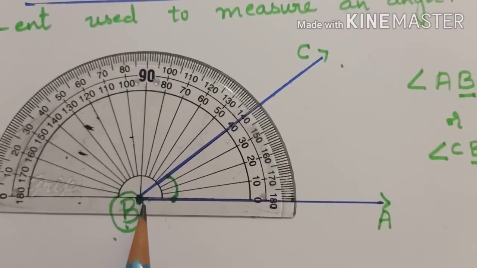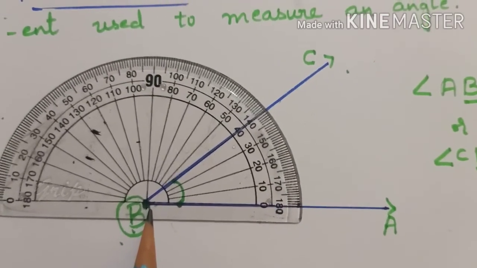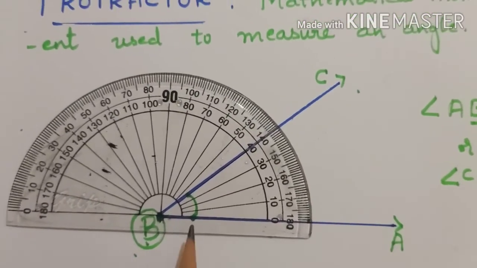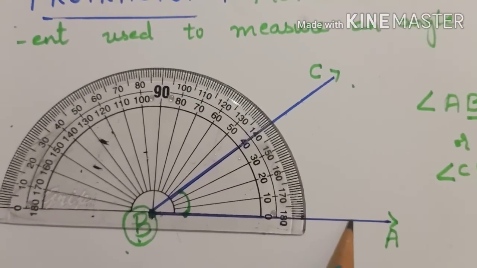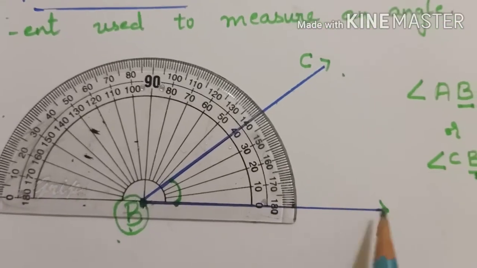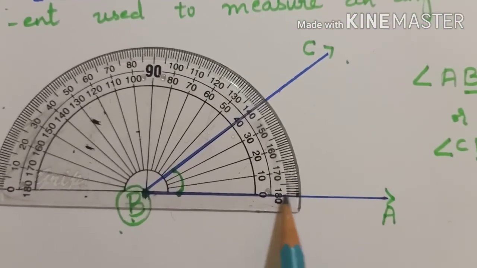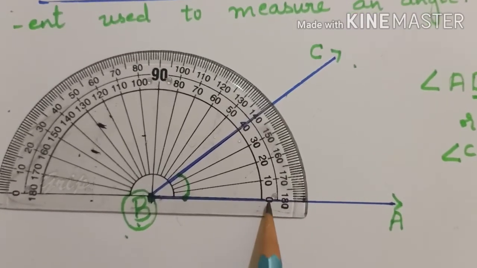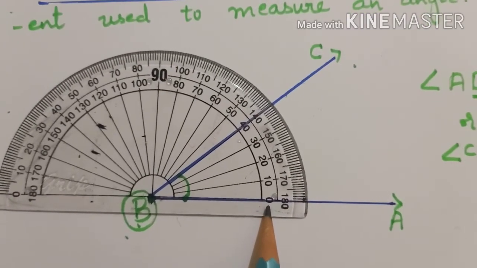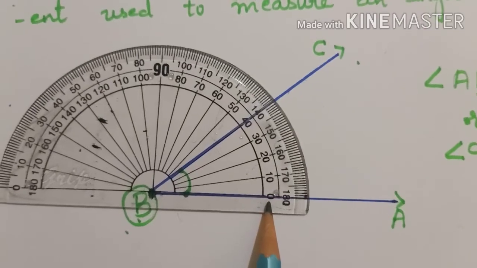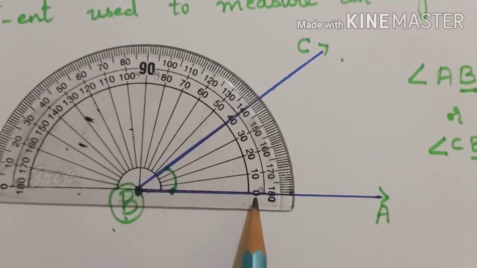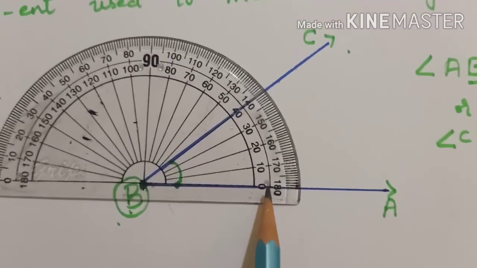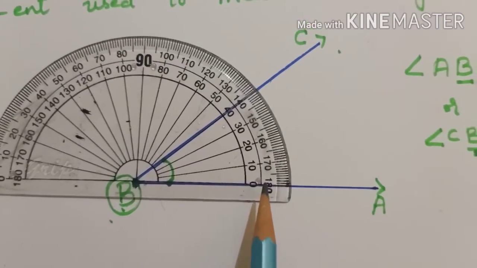Then observe where the arm BA points to 0. Where does it point? This side or this side? Can you see the arrow mark here? Which side is this? Right side, right? Yes. So begin from the inner scale now. Always begin from 0 degrees. The angle does not start directly from 180 degrees. Start from 0 degrees.